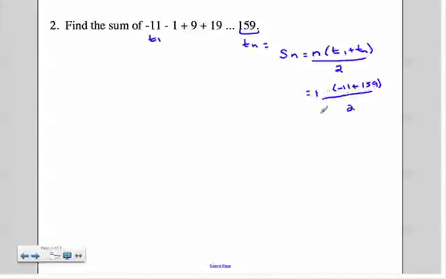Ignore that mark there for now. I put that there by accident. In order to use this formula, though, we need n. This isn't part of question number 1, so this isn't the 15th term. We don't know what term this is. So I have to go back and figure out what n goes with 159 if A is negative 11 and D is positive 10. These are going up 10 each time.